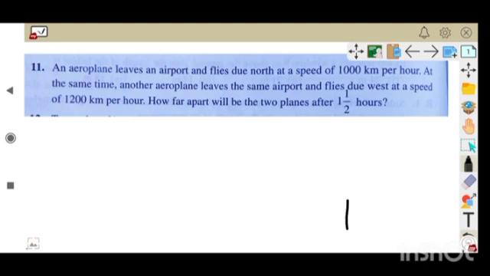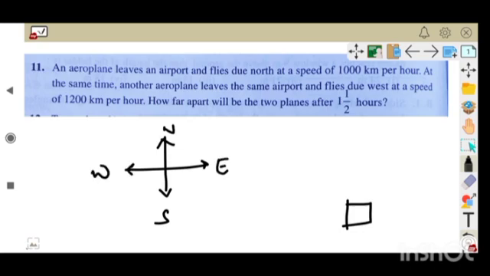We have the airport here. Now, the first thing that you should know is this is north, this is south, this is east, and this is west.